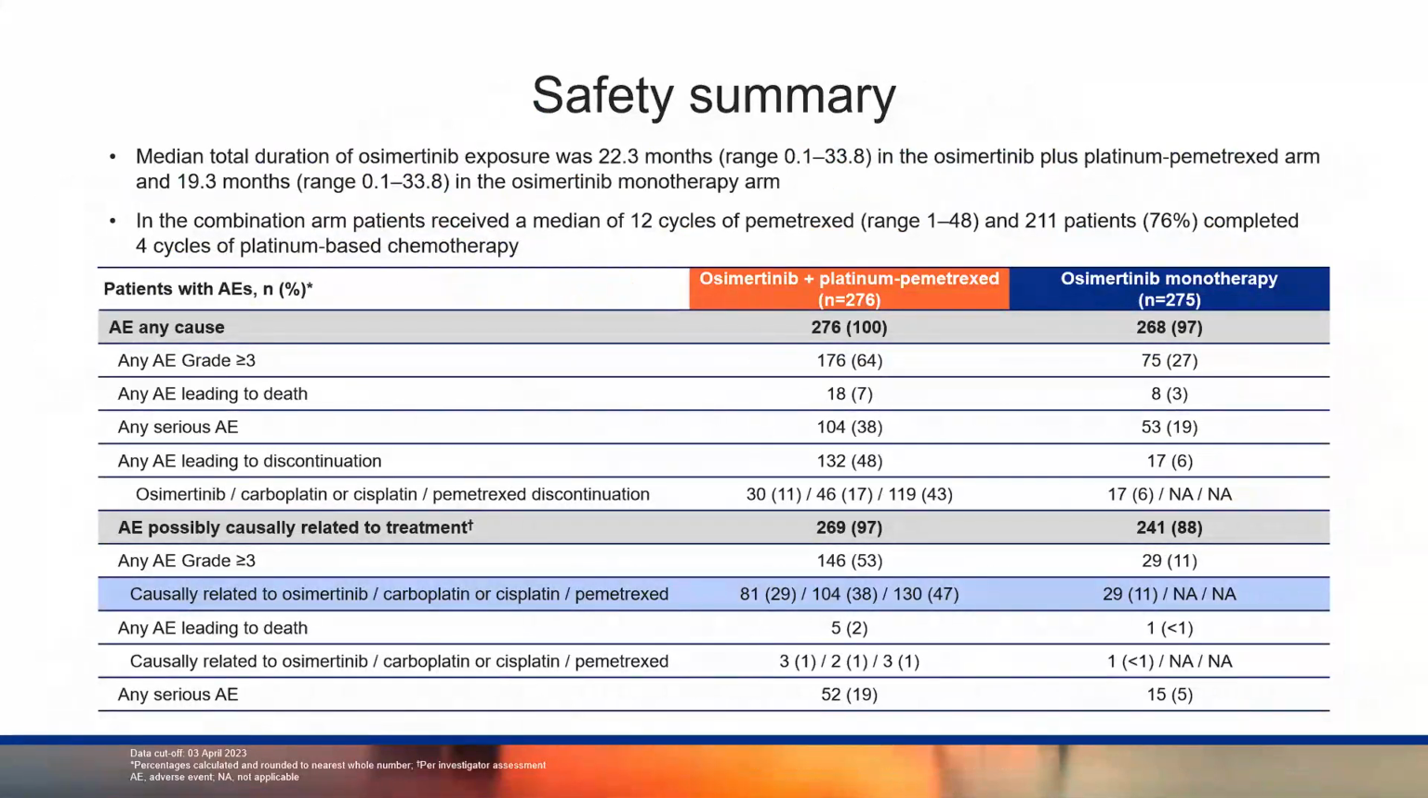Safety summary: again, except for the additional chemotherapy, there are really not significant side effects from combining Osimertinib with chemotherapy. Many do say there are a lot of side effects, but practically, when I implemented it, I didn't see significant side effects with the combination. Next slide.